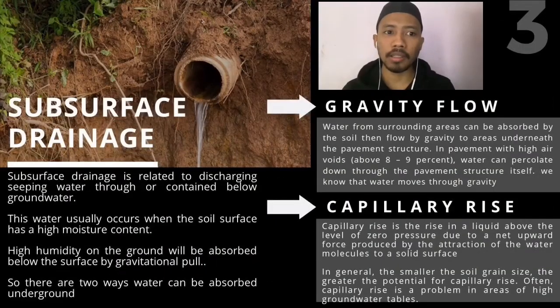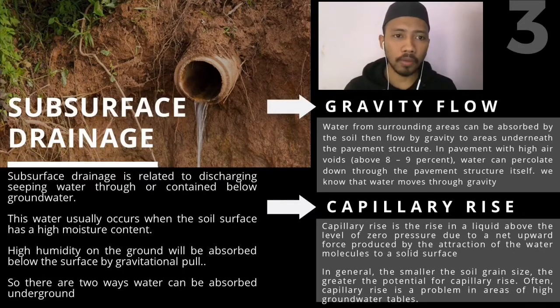Subsurface drain is related to discharging seeping water through or contained below groundwater. This water usually occurs when the soil subsurface has a high moisture content. High humidity in the ground will be absorbed below the surface by gravitational pull. So there are two ways water can be absorbed underground.